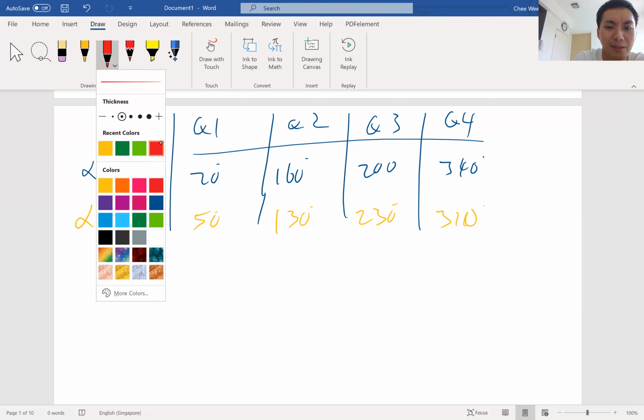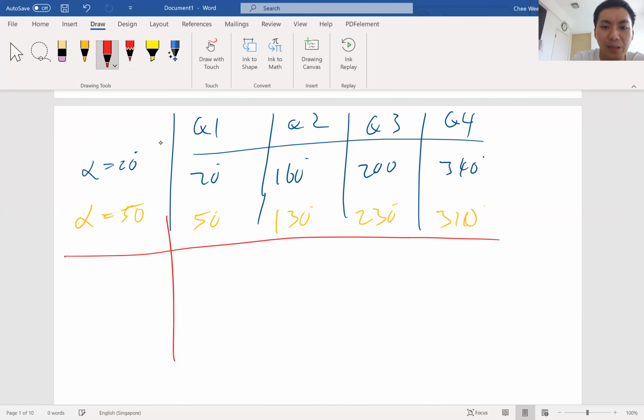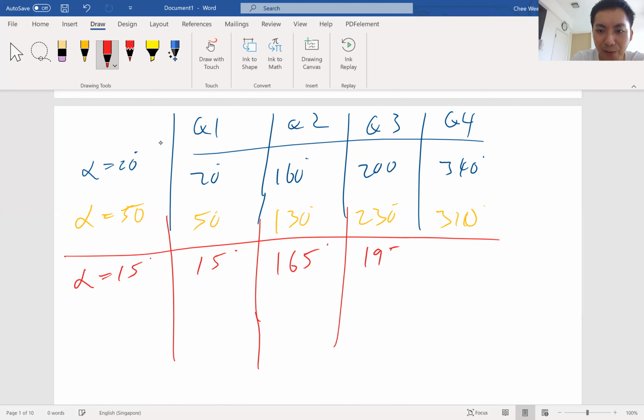Sometimes even better, I will not give you alpha right away. I will give you the angle in question right away. So 165 degrees, for example. Then you are supposed to understand that 165 must be in Q2 because it's between 90 to 180. Then its alpha is actually 15 degrees, which means that Q1 is 15, this is 195 degrees, this is 345 degrees.